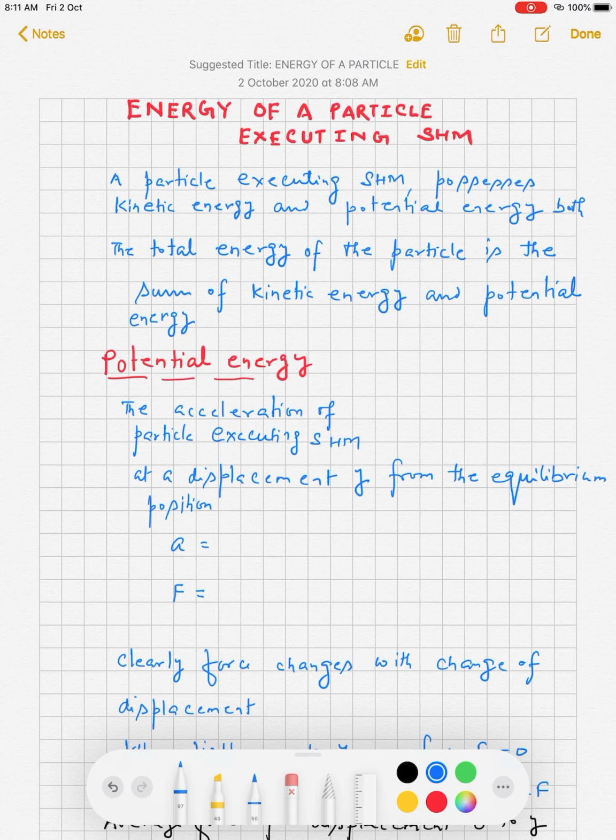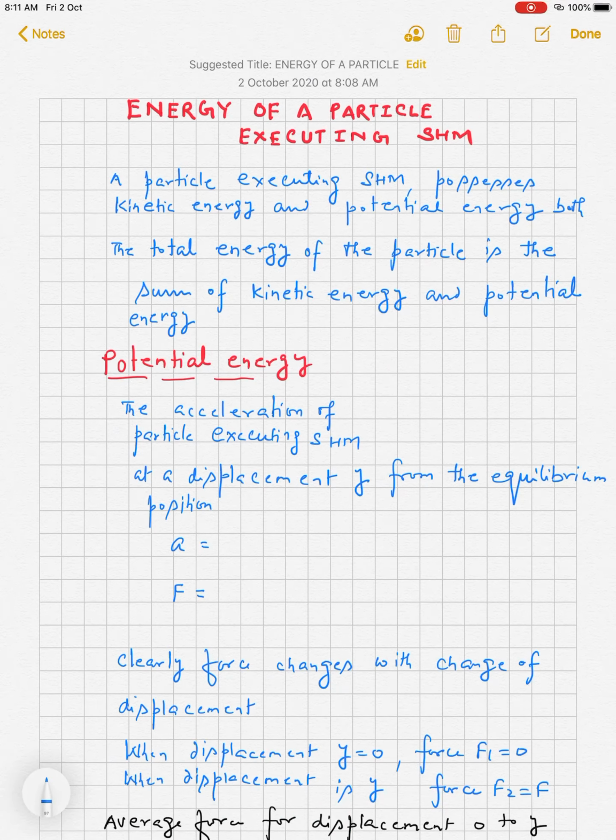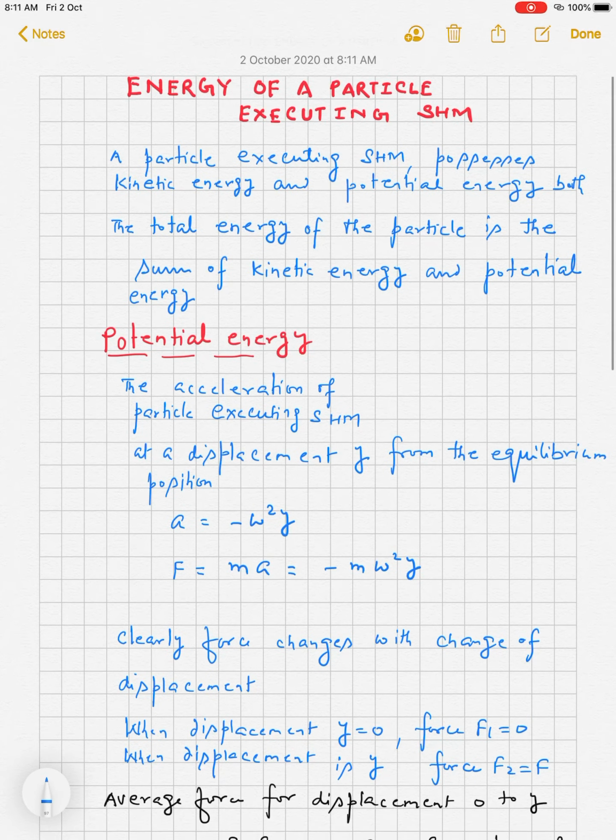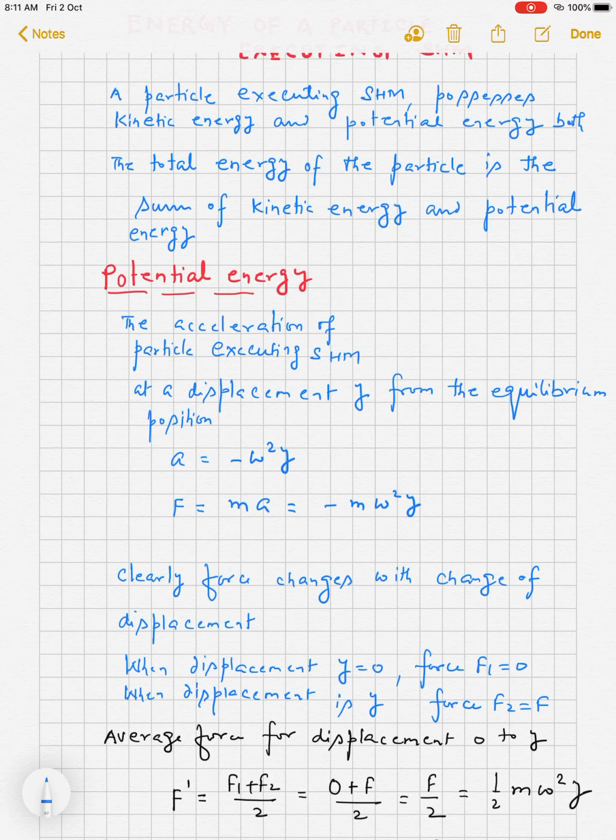The acceleration of the particle executing SHM at a displacement y from the equilibrium position is given by a equal to minus omega square y. Now the force on the particle, F, is equal to ma. Putting the value of a, we get minus m omega square y. Clearly, this force changes with change of displacement.